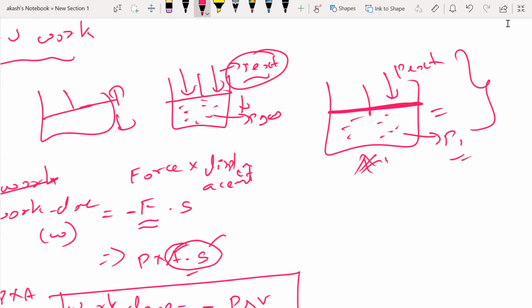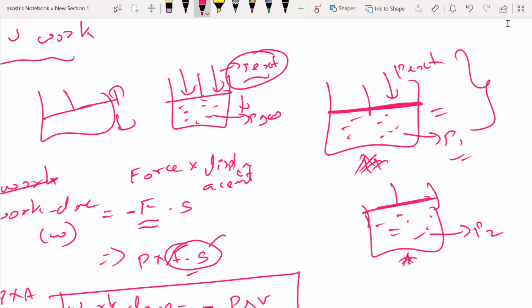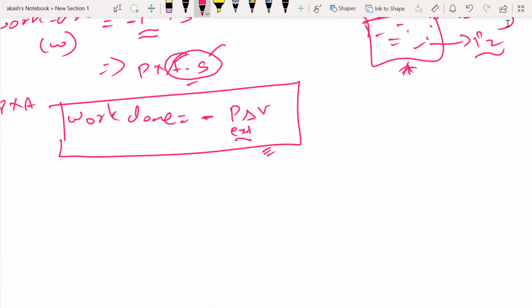Now I'm heating it. Now what will happen? The piston will move up like this. Now obviously the pressure will change to P2. So again, in this case, the external pressure is going to become equal to the final pressure when I stop heating, or when I'm continuously heating with a constant supply of heat. At that time, again, you will see that the external pressure will be equal to the pressure of the gas, the final pressure. So sometimes it might be equal, sometimes it might not be equal, but to be safe, we always take only external pressure in the equation for work done.